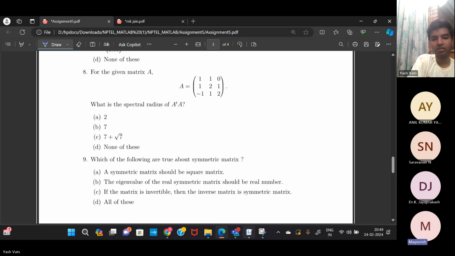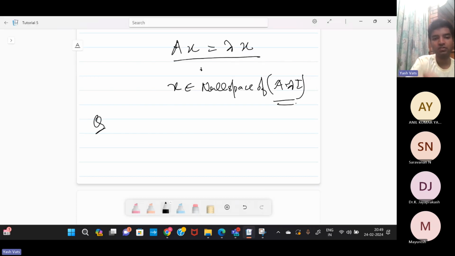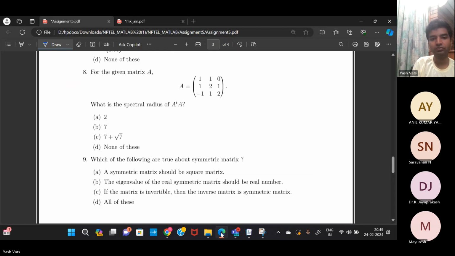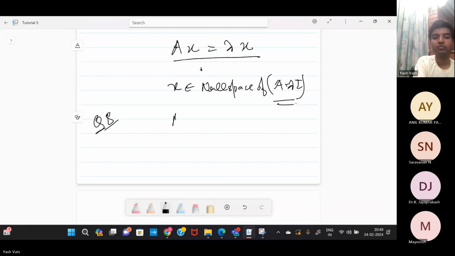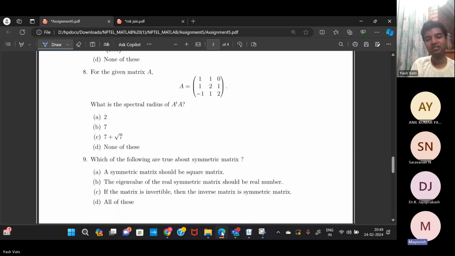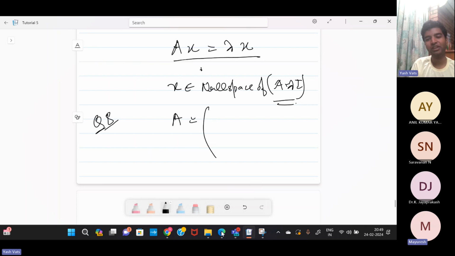Okay, so A is in the question. Is there any question on the power method in this assignment? Yes, the question is there, but we don't know the answer. It is question number 6. Yes. Okay.